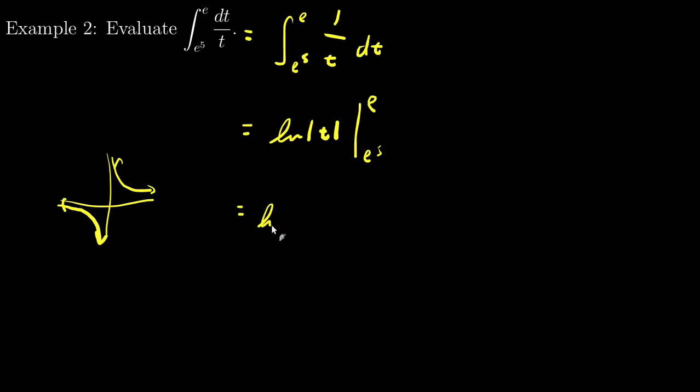So I'll do natural log of e minus natural log of e to the 5th. I don't need to maintain the absolute values because e is positive, e to the 5th is positive. Natural log of e is 1. Natural log of e to the 5th is 5 because natural log and a power of e are inverses. And I get negative 4.